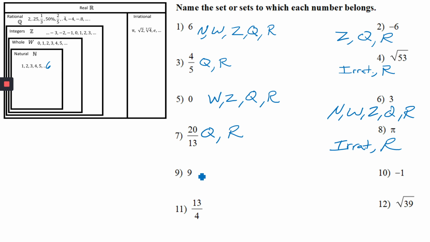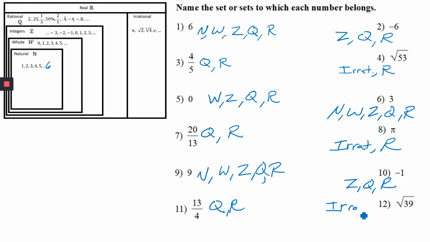9 is a counting number, so the first place we find that is the naturals, and the wholes and the integers and rational and real. And then -1 is a negative number, just like -6. So that makes it an integer, a rational, and a real. And I think you get the idea. Any fractions are rational, they're real. And square roots and cube roots and stuff that don't come out to be even are irrational, and they are real. So I hope that helps with the first practice exercise of Intro to Math.